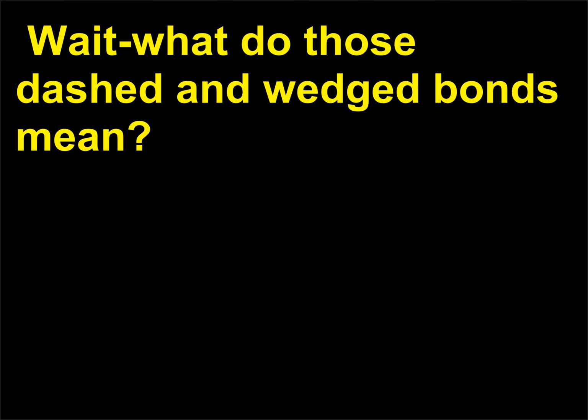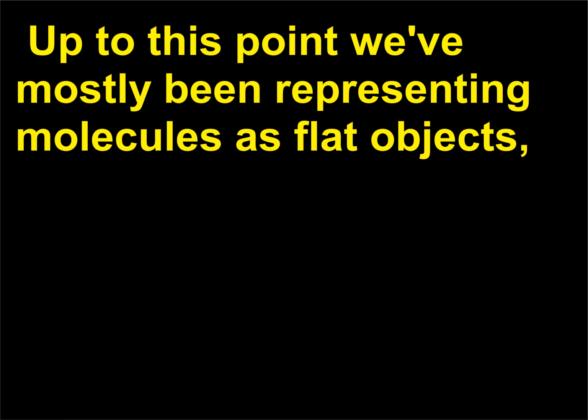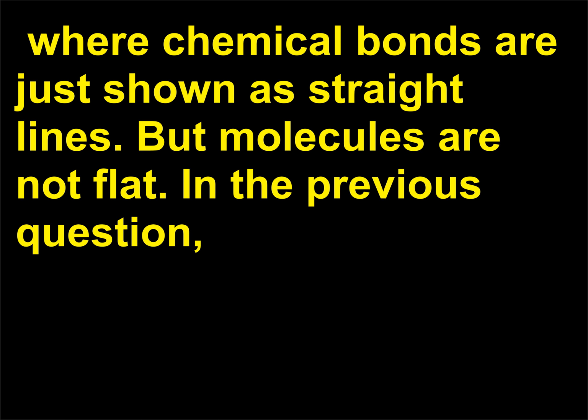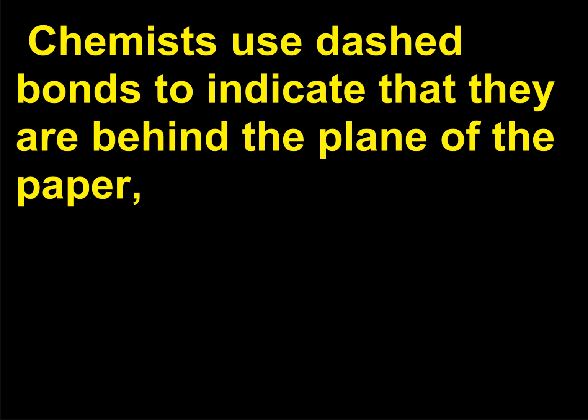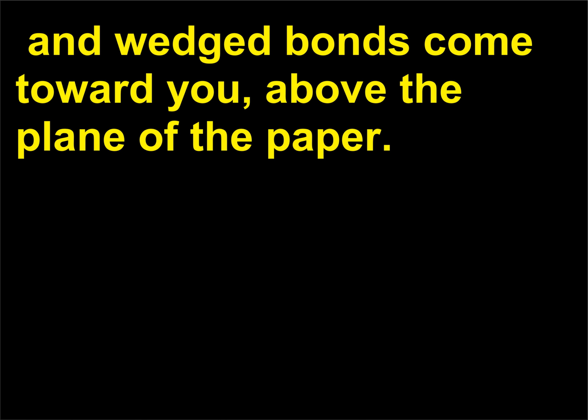Wait, what do those dashed and wedged bonds mean? Up to this point we've mostly been representing molecules as flat objects, where chemical bonds are just shown as straight lines. But molecules are not flat. In the previous question, the four halogen atoms around the central carbon form a tetrahedron. Chemists use dashed bonds to indicate that they are behind the plane of the paper. And wedged bonds come toward you, above the plane of the paper.